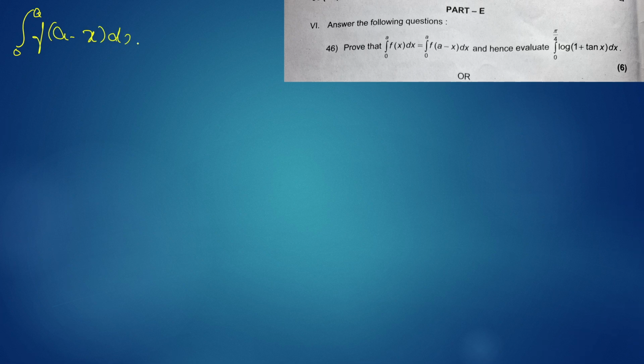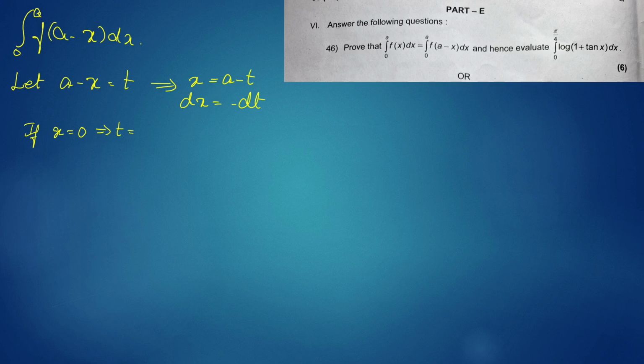In this, let us consider a minus x is equal to t, which implies x is equal to a minus t. If we differentiate it, then dx is equal to minus dt. If x is equal to 0, then t will be equal to a, and if x is equal to a, that implies t is equal to 0.